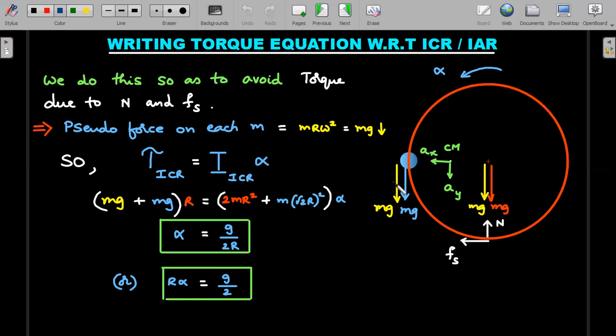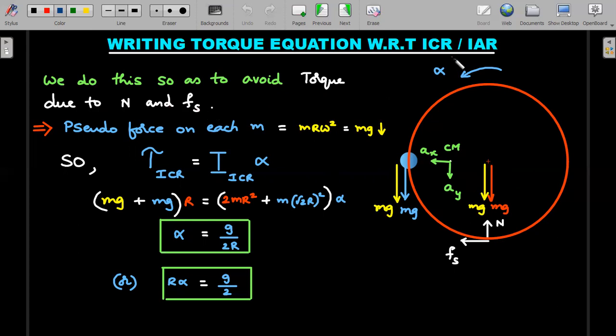Now, what are these yellow mg's? You should understand, I'm going to write the torque equation about this bottommost point. We have already proved that the bottommost point has an acceleration g upward. Therefore, I have to put a pseudo force both for the ring and also the particle, which is mg downward. So these yellow little things might be confusing for some, but upon elaboration, you should see that these are pseudo forces included, so that I can write the torque equation from the ICR, which is going to be a non-inertial frame. So we are ready now. We do this so as to avoid the torque due to N and Fs.